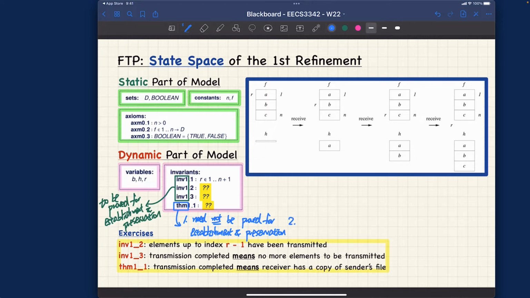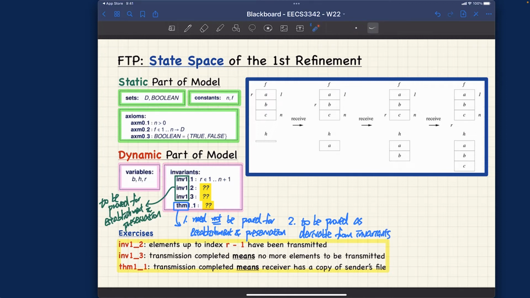And number two, if it doesn't have to be proved for establishment and preservation, do we need to prove the theorem anyway? The answer is yes, you have to prove it. The way you prove it is, given the invariance you have over here, can you derive them into the theorem? That's something you want to prove: to be proved as derivable from the invariance.